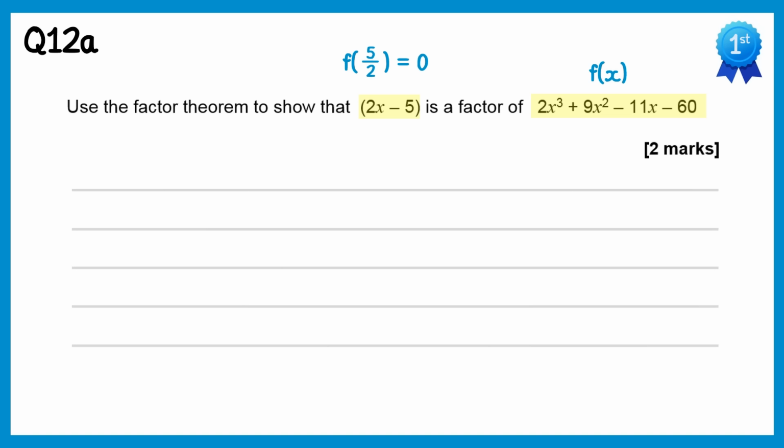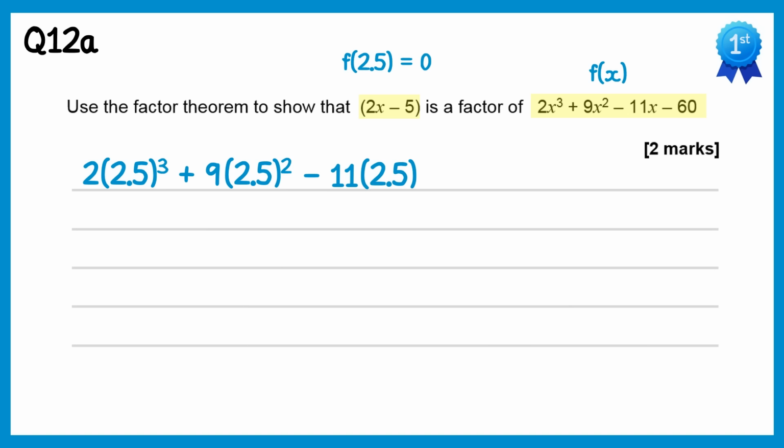5 over 2 is just 2.5, so we're going to do 2 lots of 2.5 cubed plus 9 lots of 2.5 squared, take away 11 lots of 2.5, and then take away 60. And this needs to give us 0.